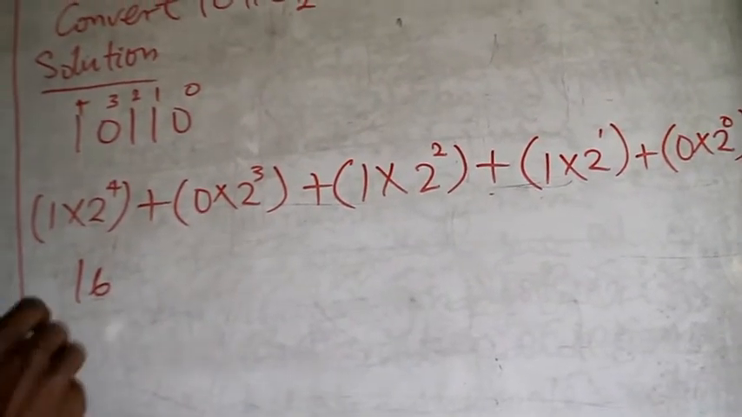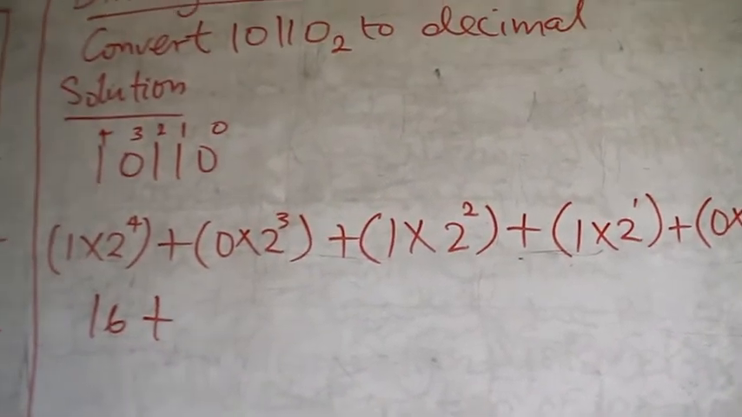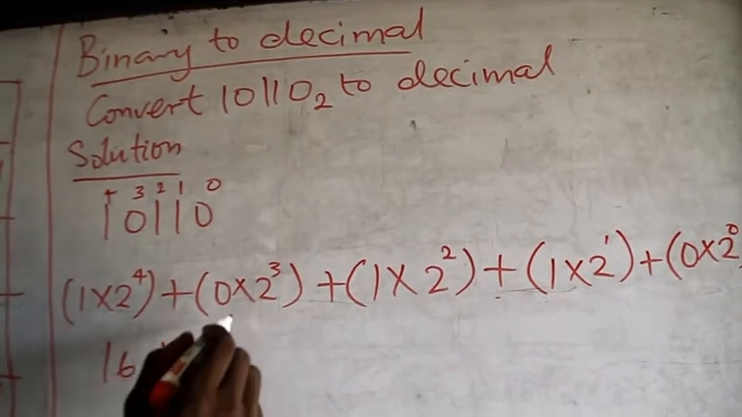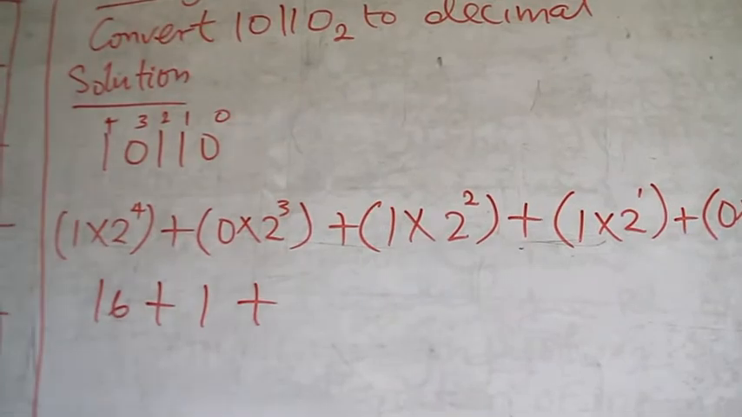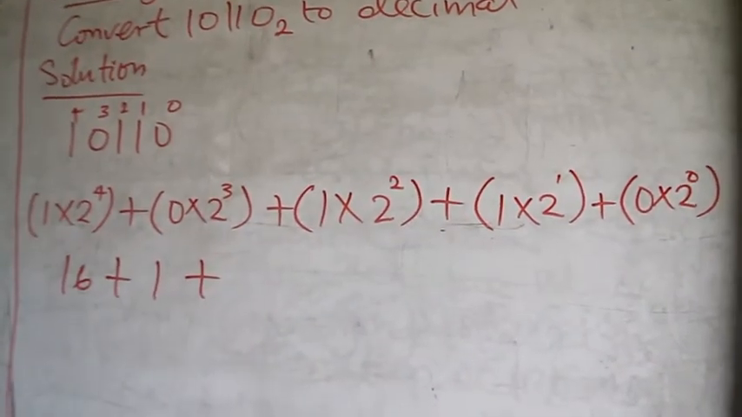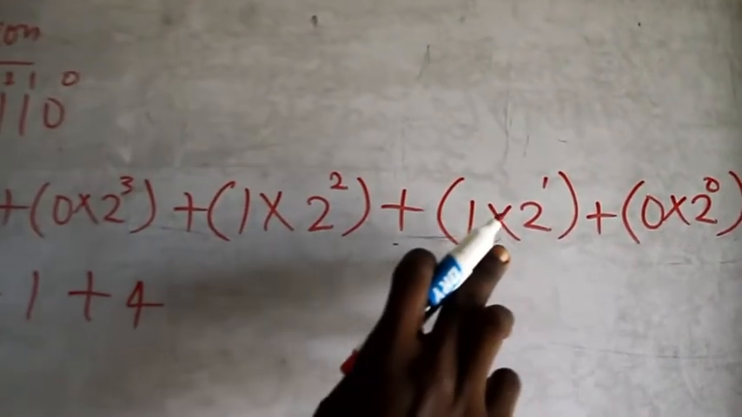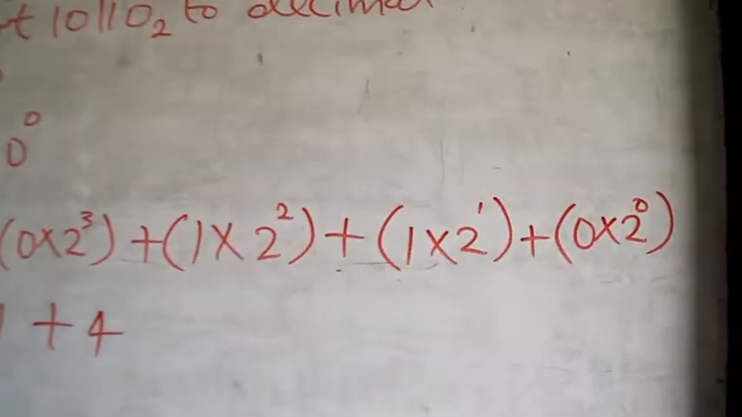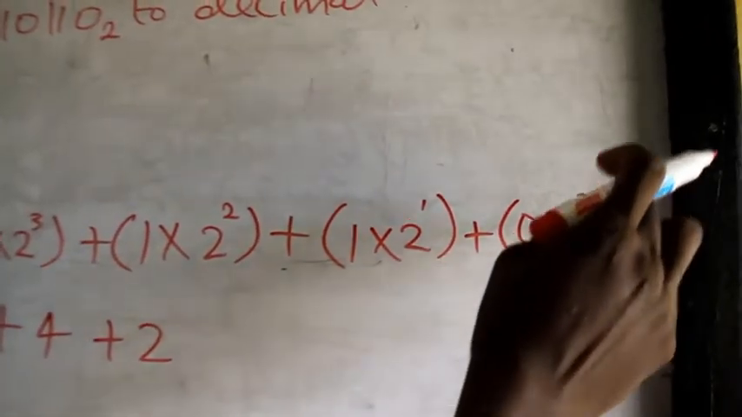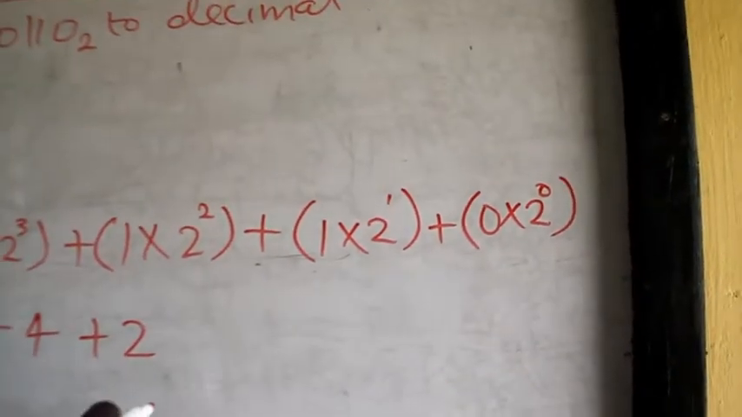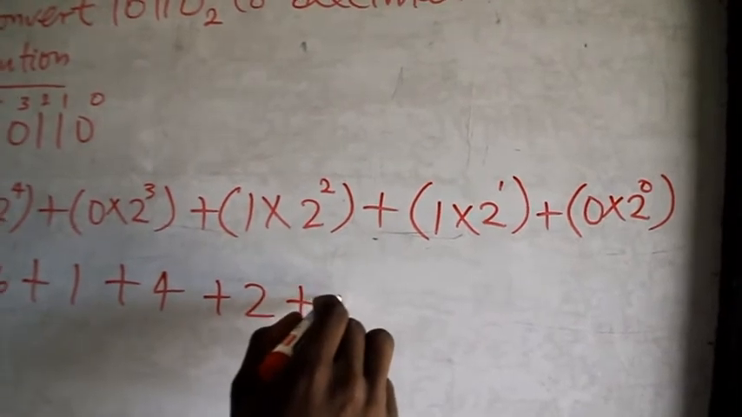So we have 16 here. 16 times 1 is 16. Plus, then we have 2 raised to power 3. That is 2 times 2, which is 4, times 2, which is 8. 8 times 0 is 0, since anything times 0 is 0. Then we have 2 raised to power 2, which is 2 times 2, that is 4, times 1, it gives us 4. Then 2 raised to power 1 is 2, multiplied by 1 is 2. So plus 2. Then 2 raised to power 0 is 1, times 0 is 0.